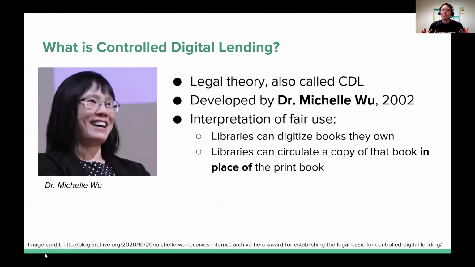So what is controlled digital lending, or CDL, which is really way easier to say? It's a legal theory that was developed by Dr. Michelle Wu back in 2002, and it's really a reinterpretation of fair use. It's the idea that libraries have the legal ability in the States to digitize books they own and then circulate a copy of that book in place of the print book. One very important thing about this is that it is controlled.